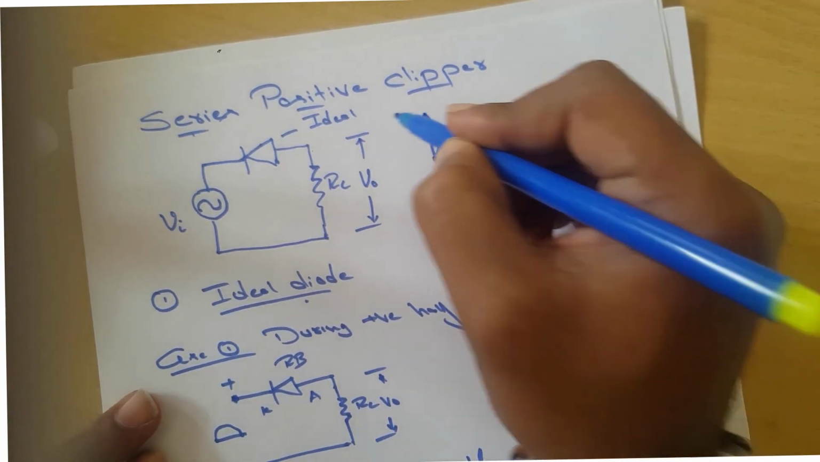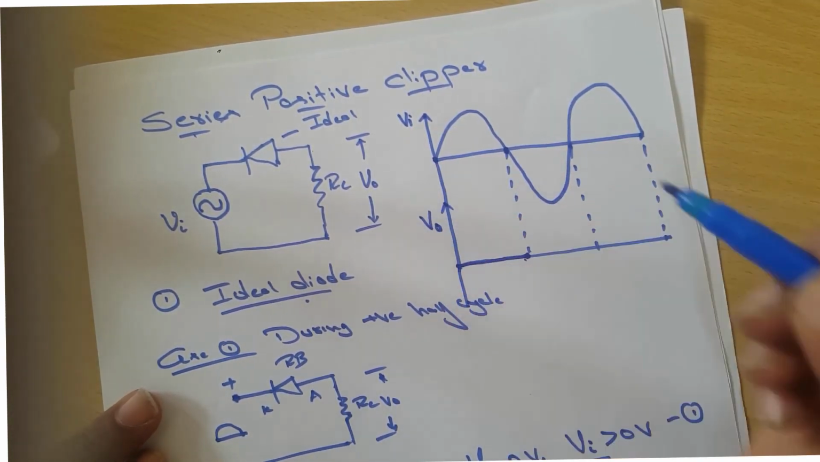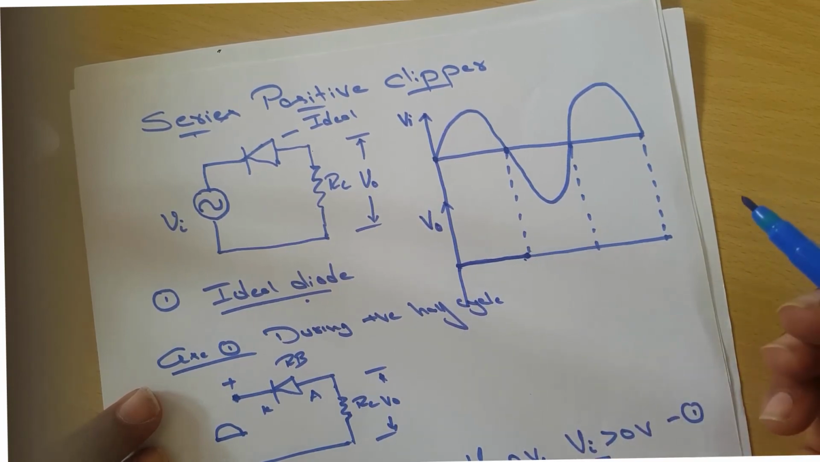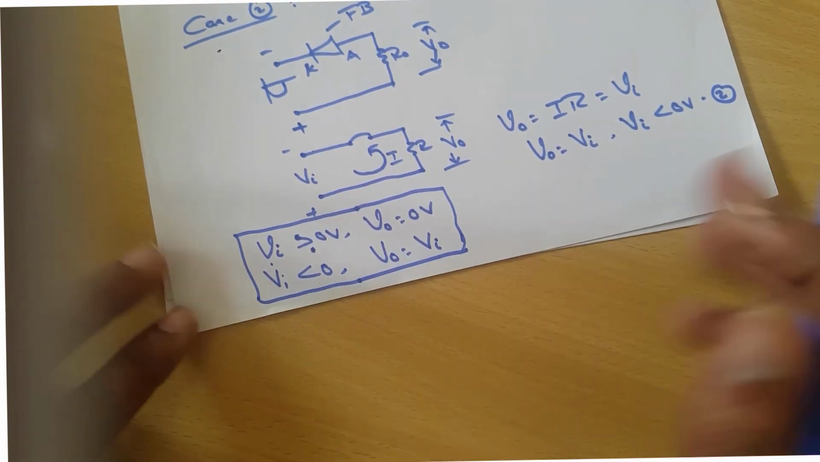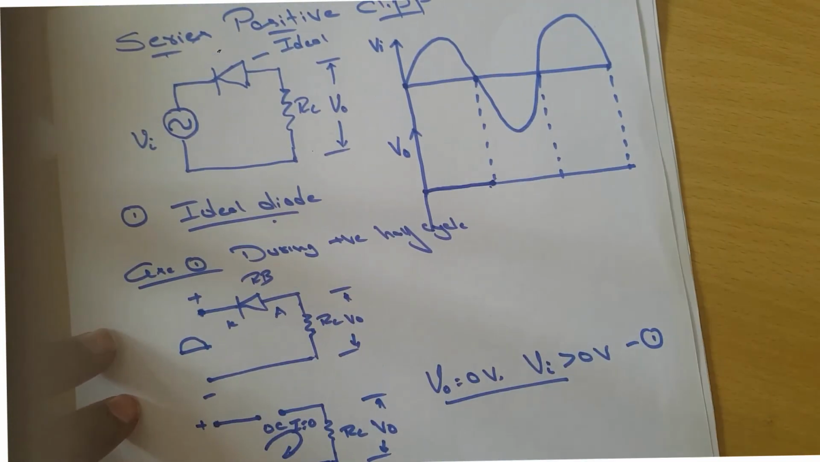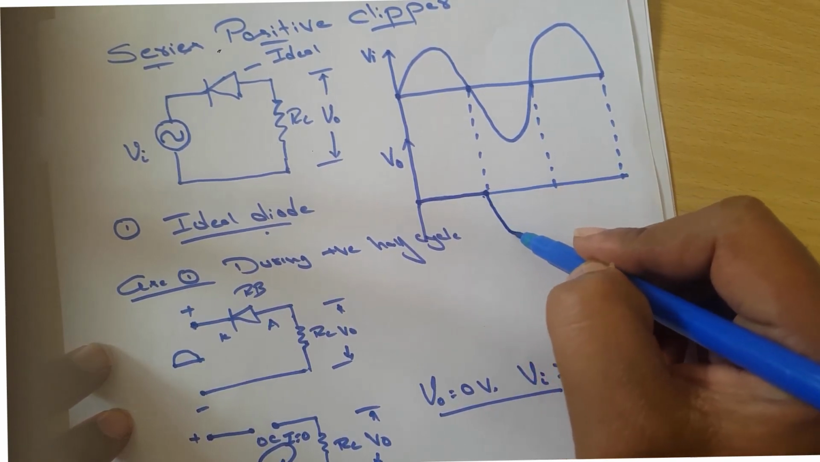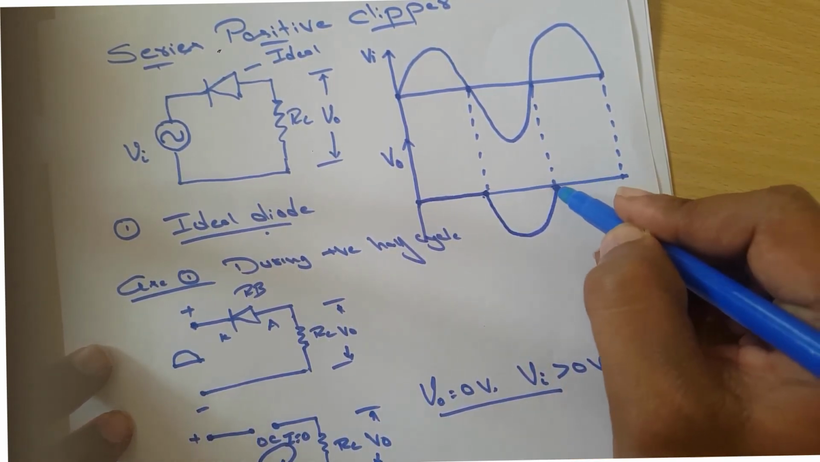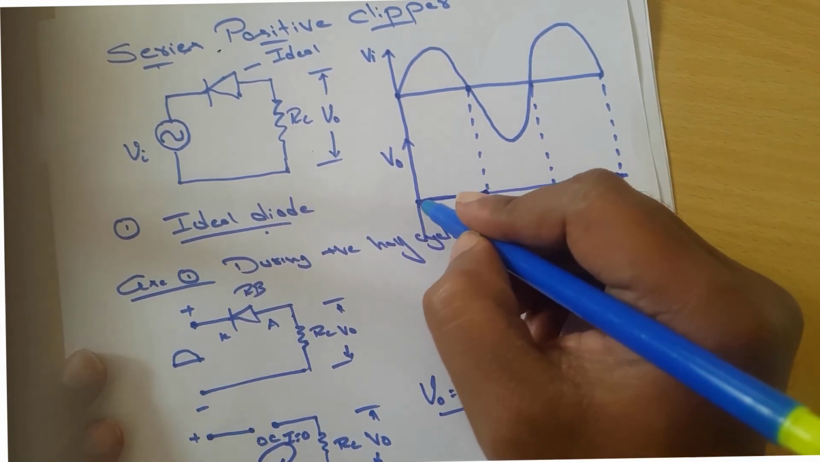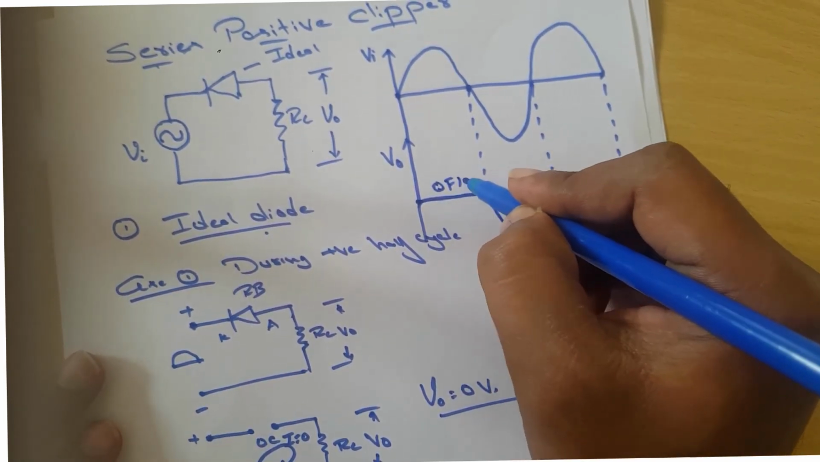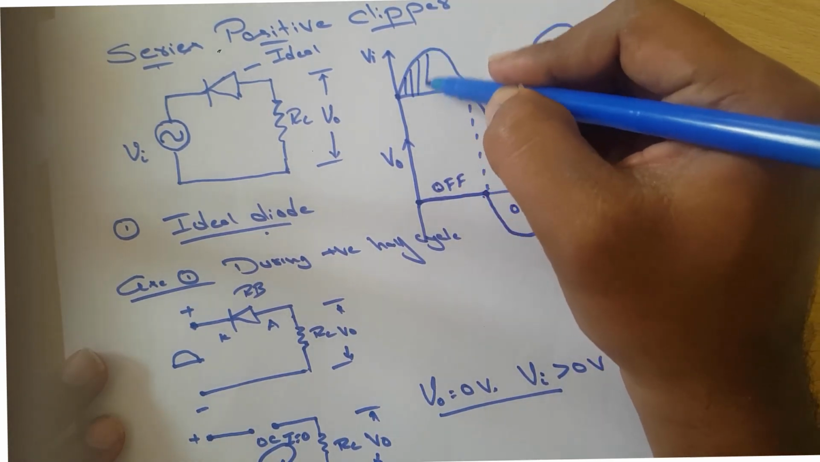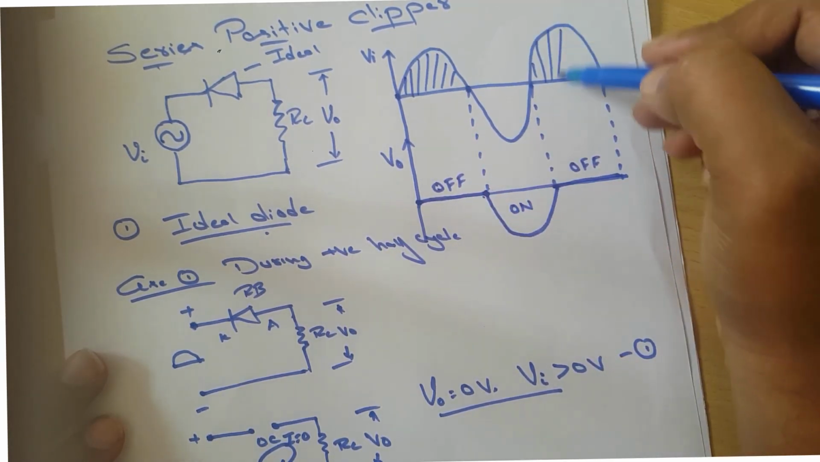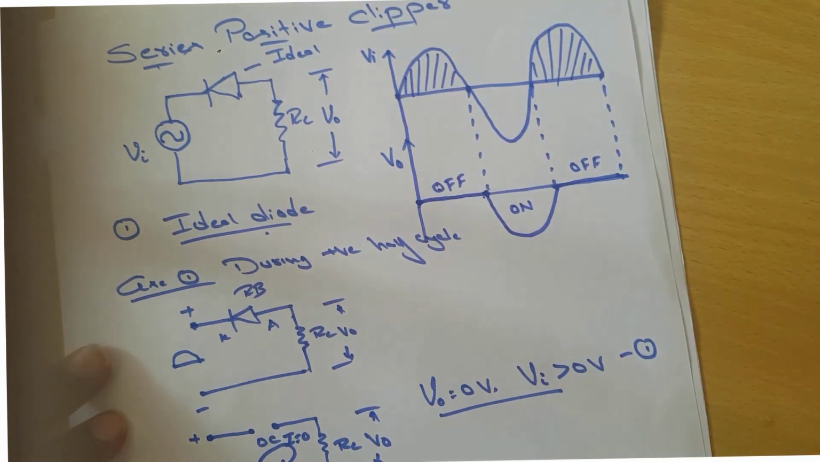This is your Vi and this is your V0. V0 is simply equal to 0. And during the negative half cycle, when Vi is less than 0, V0 just follows the input. The output voltage follows the input voltage, so you will get this part. And again during the positive half cycle, from here to here, the diode will be in the off condition, and here the diode will be in the on condition. In this case, the positive portion of the given waveform has been clipped. That's why it is called a positive clipper. Clear?